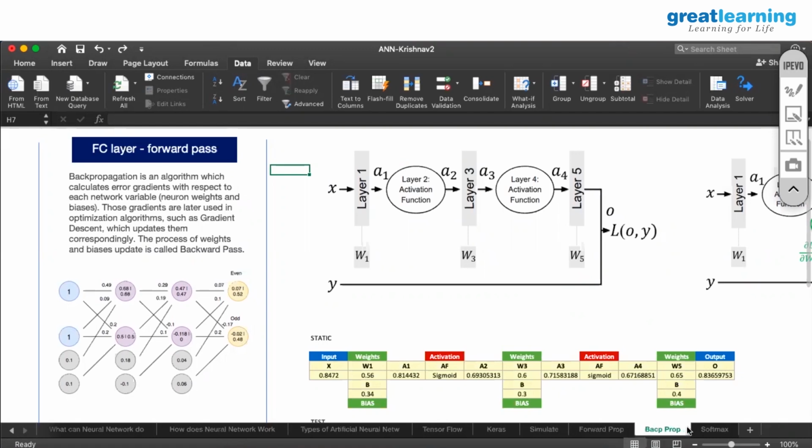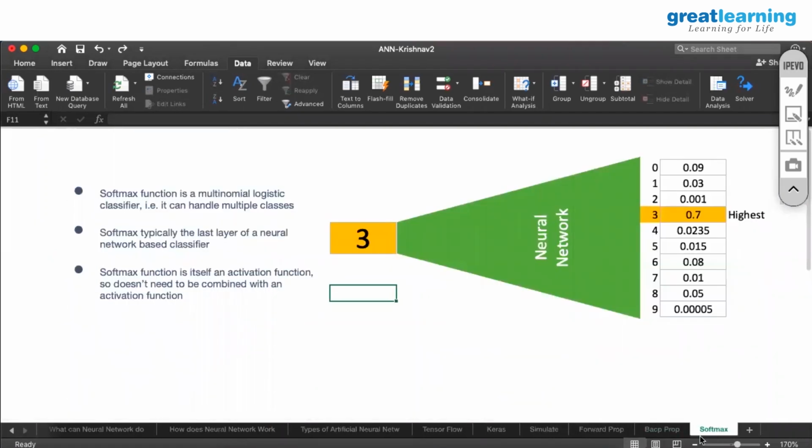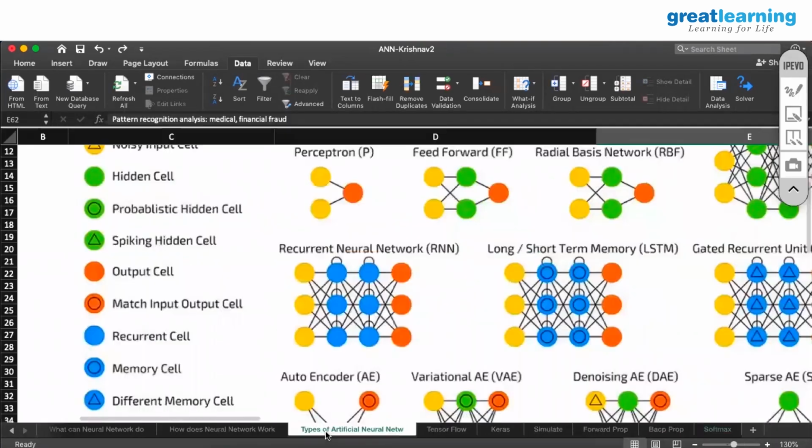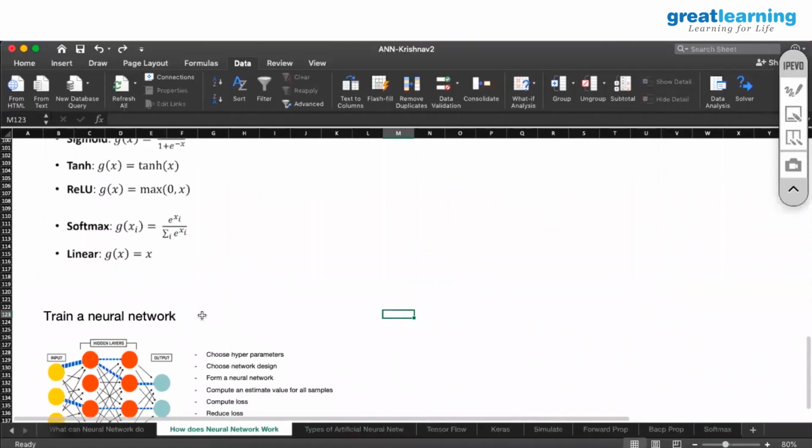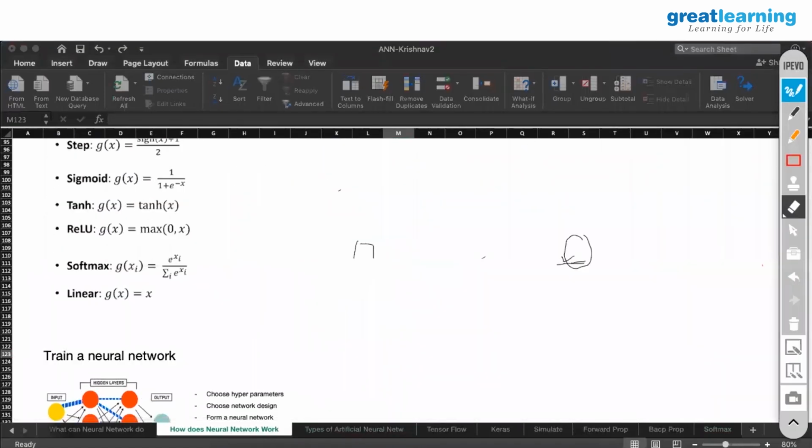Okay. Final one. No more theory. Now we'll go to practice. What is softmax? Do you remember what softmax was? Softmax is an activation function. Please remember, don't forget this. Softmax is an activation function to be used only when you have an output which is a classifier.